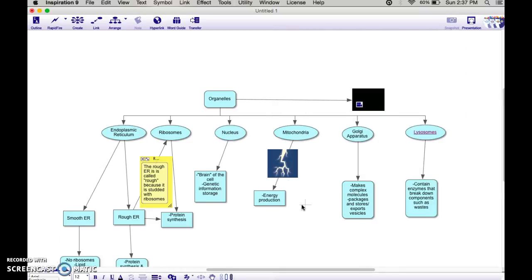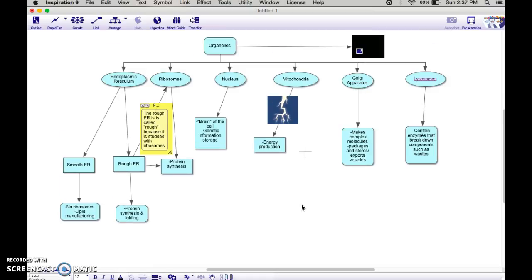So organelles. First we're going to talk about the endoplasmic reticulum. The endoplasmic reticulum has two versions of it: the smooth ER and the rough ER. ER just stands for endoplasmic reticulum. Now the smooth ER, well, actually it might be easier if we talk about the rough ER first.